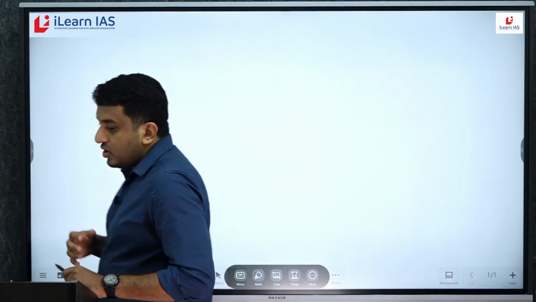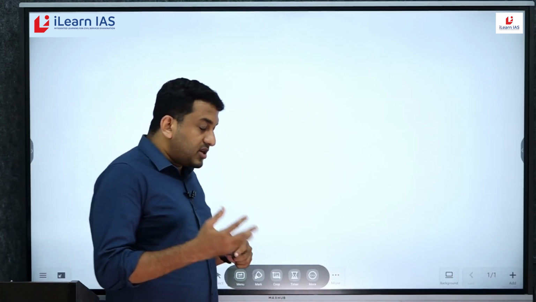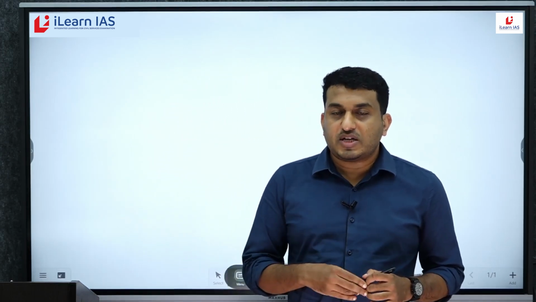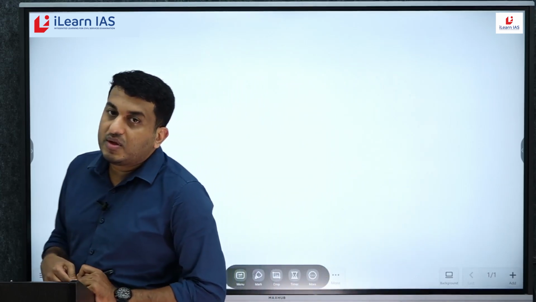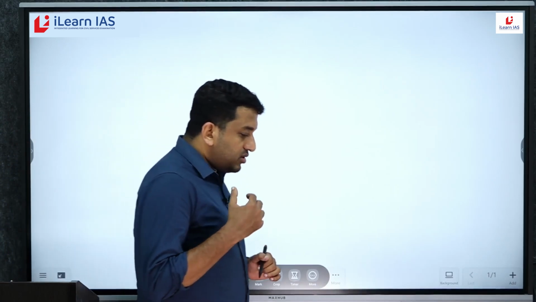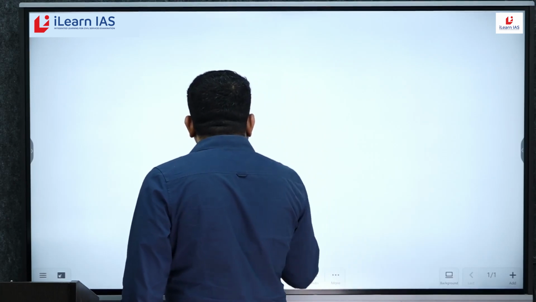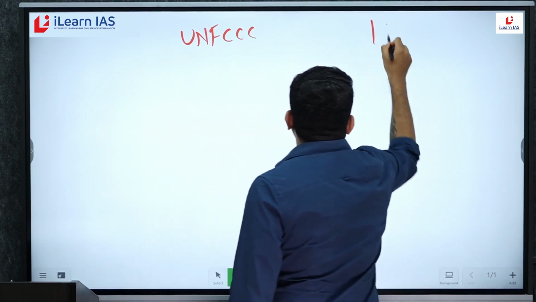Now, if I talk about global warming, there have been various steps or measures which have been taken at a global level as well as at national level, Indian level, to combat global warming. Now, if I talk about the global response to global warming, we can majorly talk about UNFCCC and IPCC.